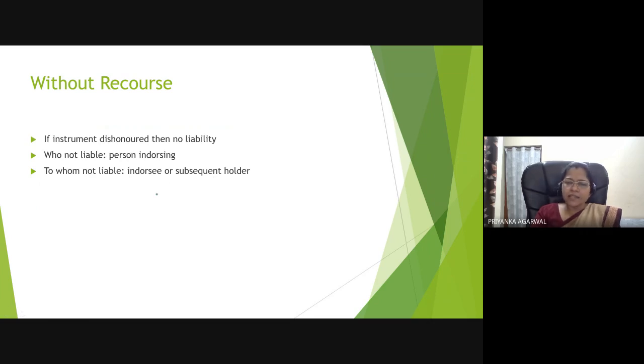It is the same thing: the person who mentions "without recourse" at the time of endorsement will not be liable. And to whom is he not liable? To whomever he has endorsed that instrument. That other person is called the endorsee, or if the endorsee has further endorsed it, then it is called a subsequent holder, right? So to all those persons he will not be liable.